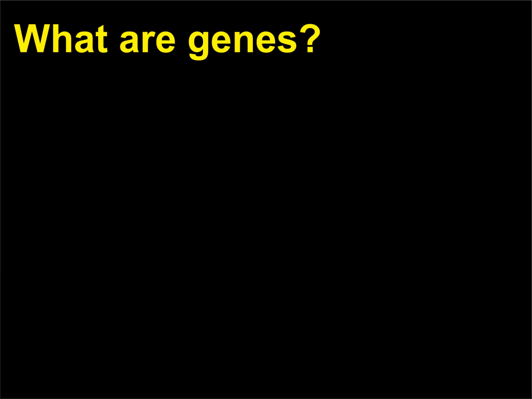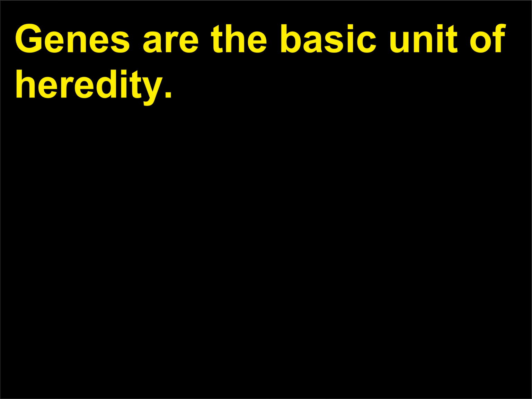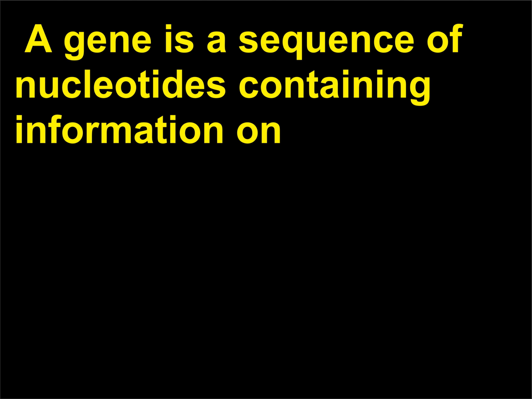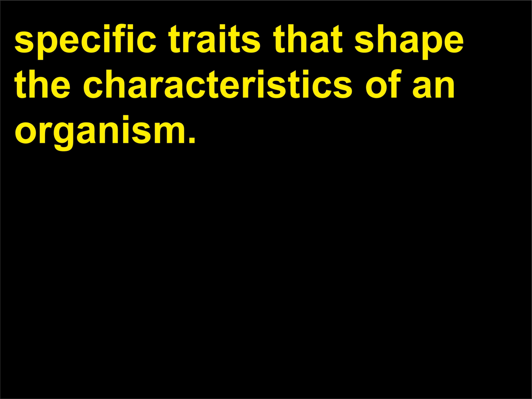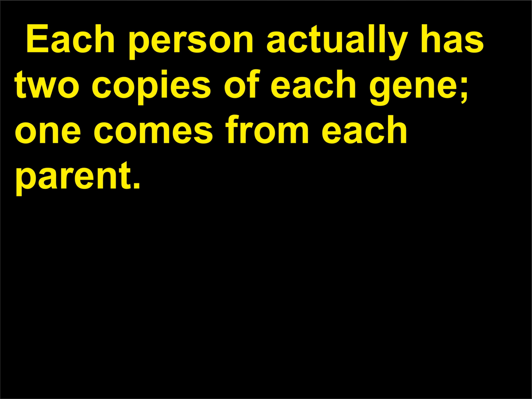What are genes? Genes are the basic unit of heredity. A gene is a sequence of nucleotides containing information on specific traits that shape the characteristics of an organism. Each person actually has 2 copies of each gene, one comes from each parent.